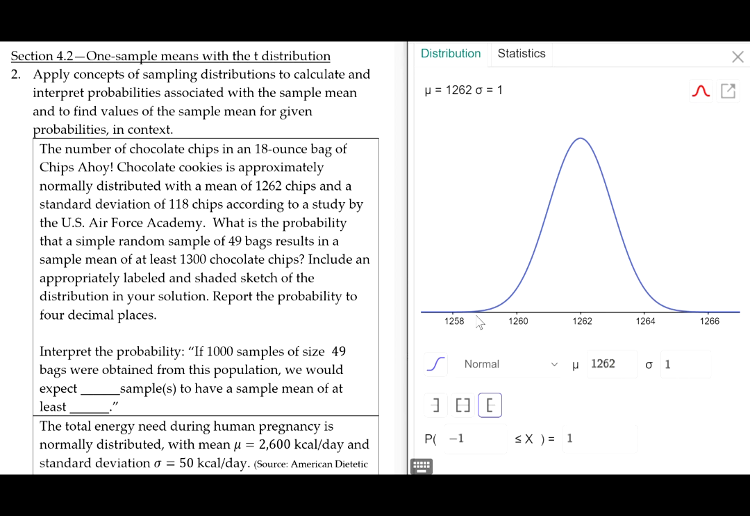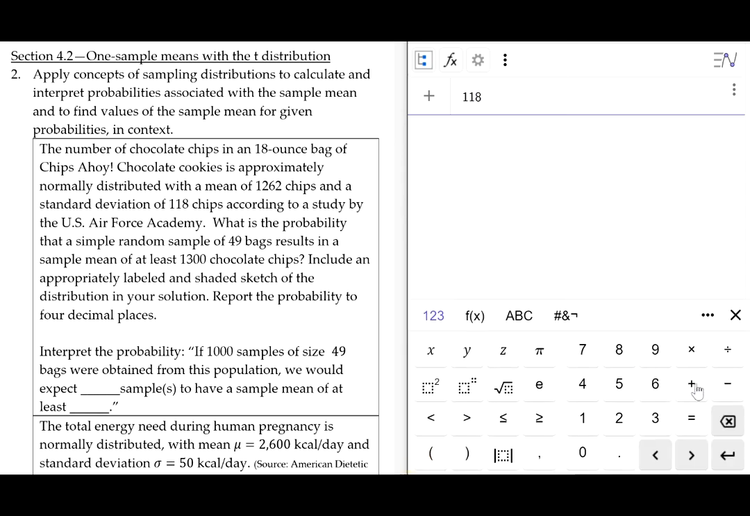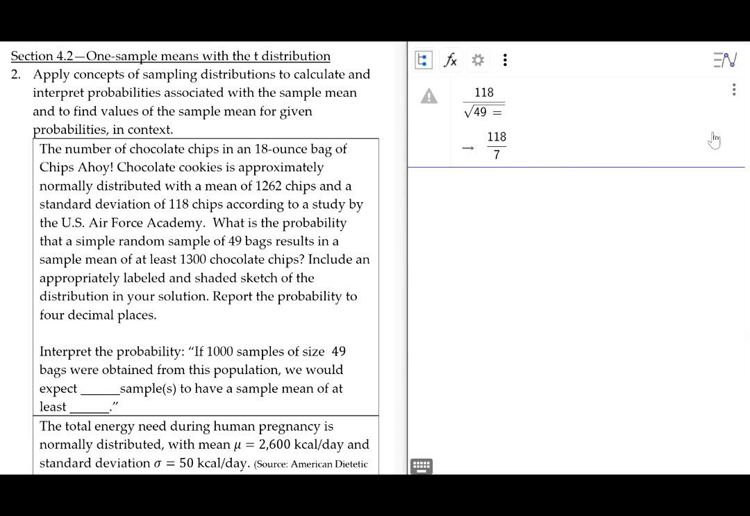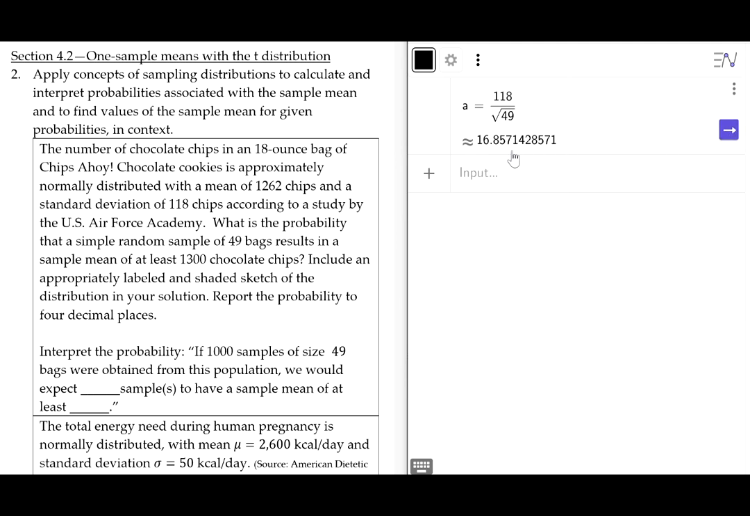Remember that the standard deviation of the sampling distribution of the sample mean is equal to sigma divided by the square root of n. So I'm going to use the GeoGebra calculator and let's calculate that. They tell us that the standard deviation is 118. But then we need to divide by the square root of our sample size, which is 49. And let's write that as a decimal. I can use this right arrow to move it from the fraction format to a decimal format. So 16.857. Let's enter that in as our standard deviation in the probability calculator.